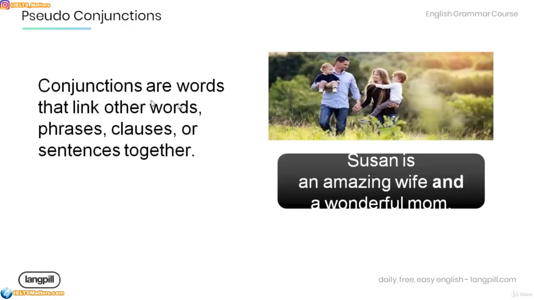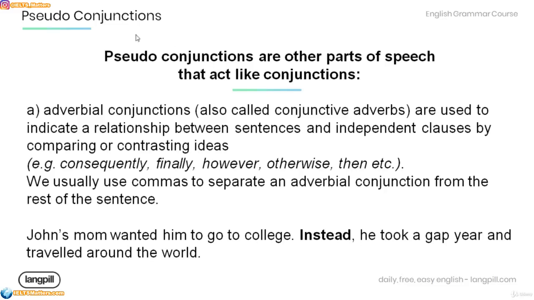Remember that conjunctions are words that link other words, phrases, clauses, or sentences together, as in the example over here: Susan is an amazing wife and a wonderful mom. Now, pseudo-conjunctions are other parts of speech that act like conjunctions. Let's have a look at those pseudo-conjunctions.